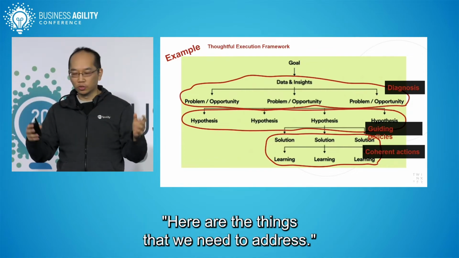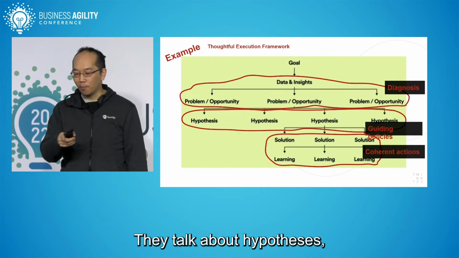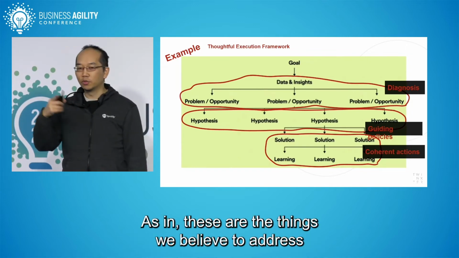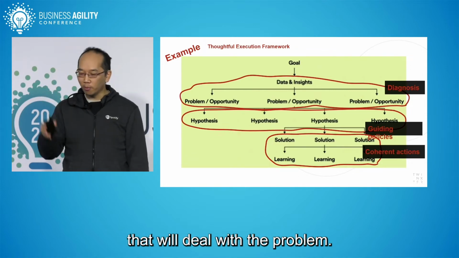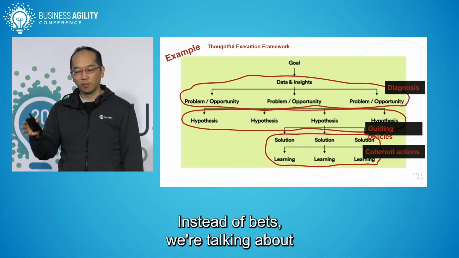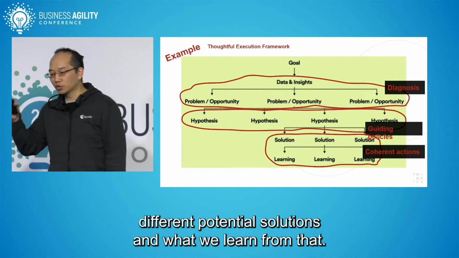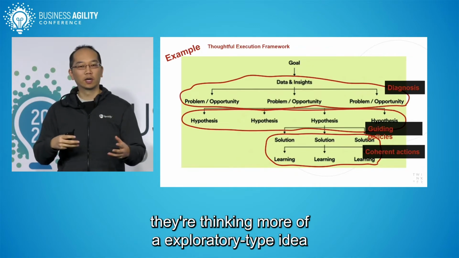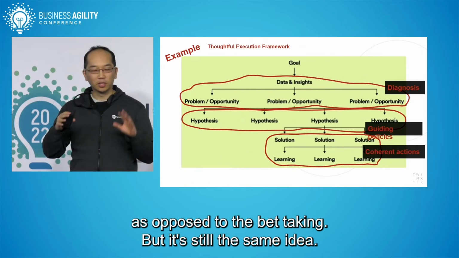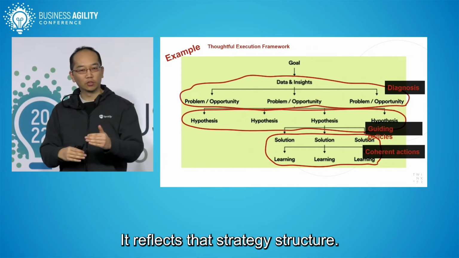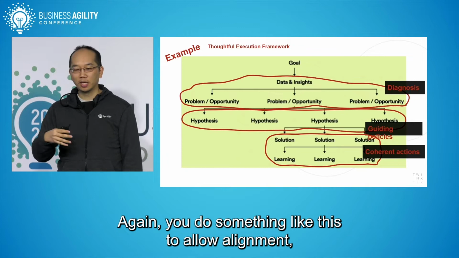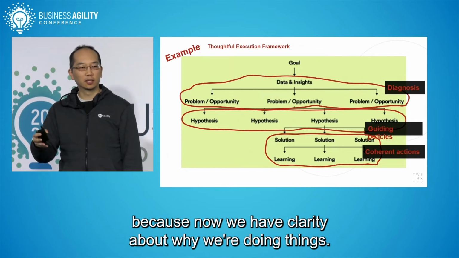Here are the things that we need to address. They talk about hypotheses, which are effectively the guiding policies, as in these are the things we believe will deal with the problem. And then coherent actions, instead of bets, are about different potential solutions and what we learn from that. Because it's design, they're thinking more of an exploratory idea as opposed to bet taking, but it's still the same idea. It reflects that strategy structure. Again, you do something like this to allow alignment because now we have clarity about why we're doing things. There's a structure to it.